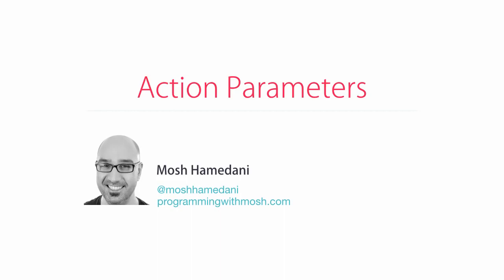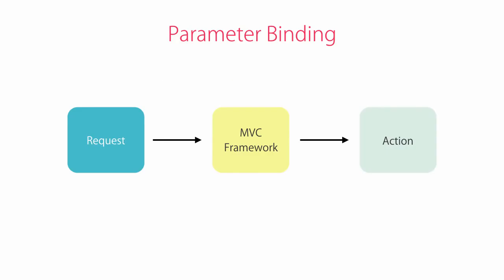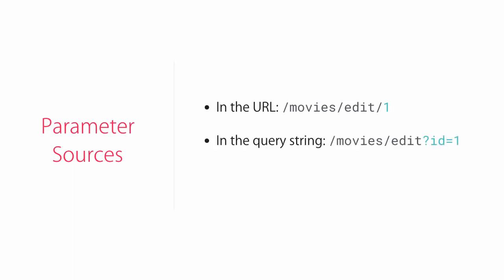In the last lecture, we looked at action results, which are the output of our actions. Now, let's take a look at action parameters, which are the inputs to our actions. When a request comes in the application, ASP.NET MVC automatically maps request data to parameter values for action methods. So if an action method takes a parameter, the MVC framework looks for a parameter with the same name in the request data. If a parameter with that name exists, the framework will automatically pass the value of that parameter to the target action. This parameter value can be embedded in the URL, it can be in the query string, or in the data posted using a form.